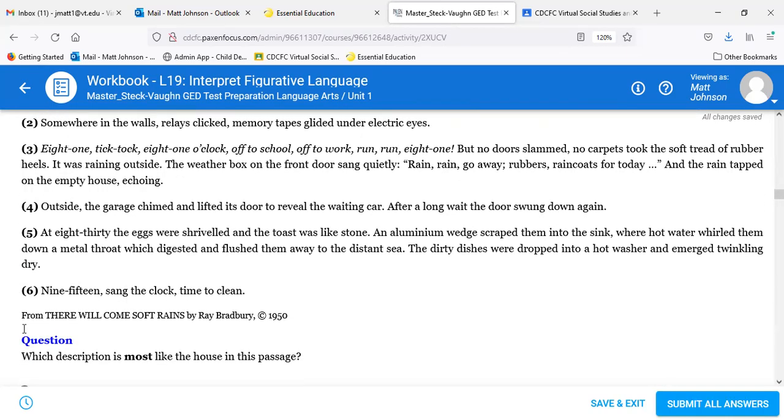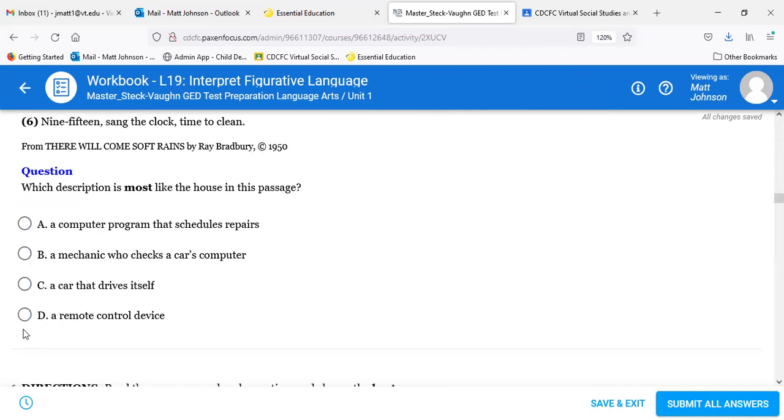Okay, same passage. Sasha Gay, could you read question 5 for us? Yes. Which description is most like the house in the passage? A, a computer program that schedules repairs. B, a mechanic who checks a car's computer. C, a car that drives itself. D, a remote control device.